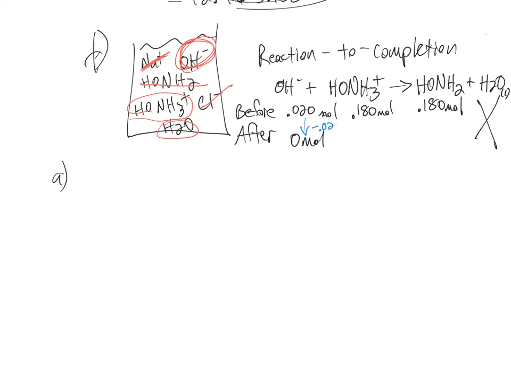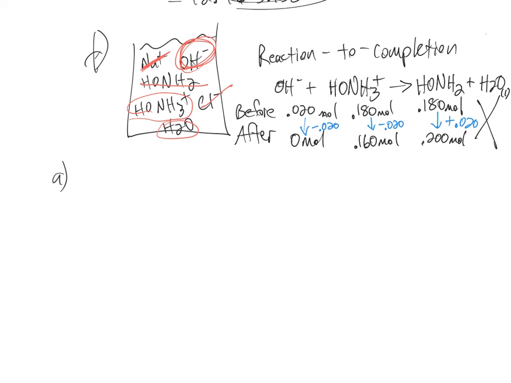Hydroxide goes all the way down to 0 because it has a lower number of moles than HONH3+. But the HONH3+ goes down by the same amount. It just brings its total down to 0.16. On the other side of the equation, the number of moles goes up by 0.02, not down.